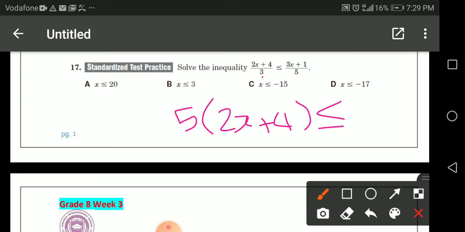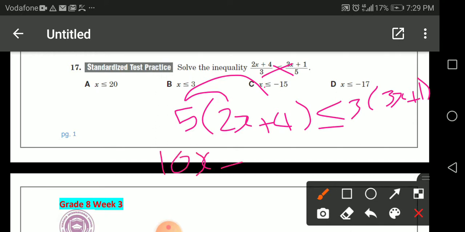We can also make cross multiplication, and it's easier. 3 times 3x plus 1 will be the same as 5 times 2x plus 4, to be easier for you. Then distribute: 5 times 2, 10x. 5 times 4 gives me 20. Less than or equal to 3 times 3, 9x, and 3 times 1, 3.